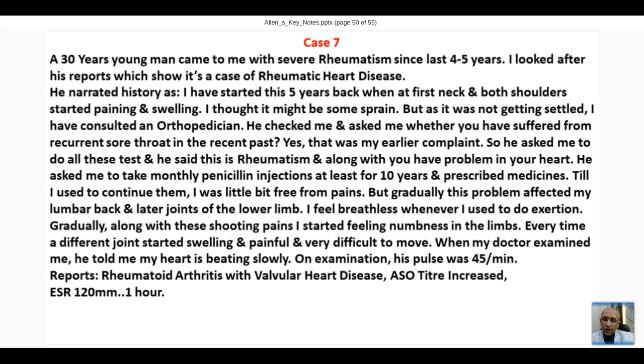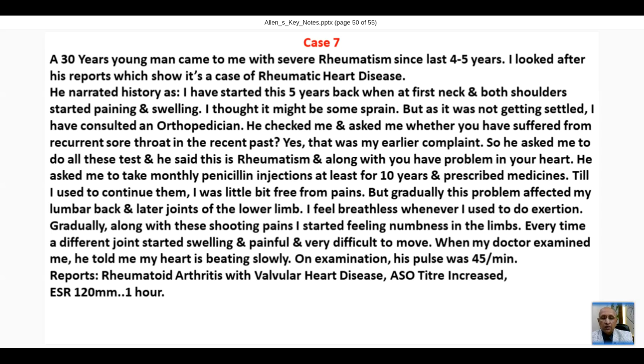So he asked me to do all these tests and he said, this is rheumatism, and along with it you have problems in your heart. He asked me to take monthly penicillin injections for at least 10 years and prescribed medicine. Till I continued them, I was a little free from pains, but gradually this problem affected my lumbar back and later the joints of the lower limb.